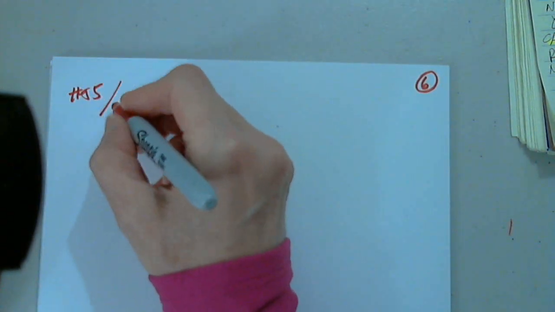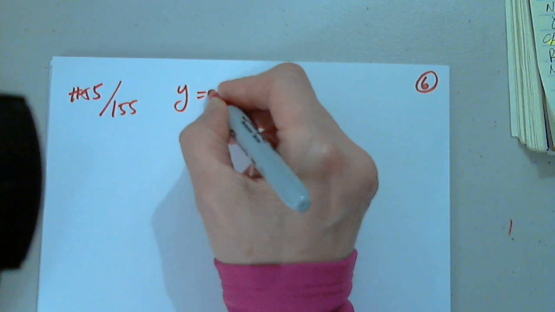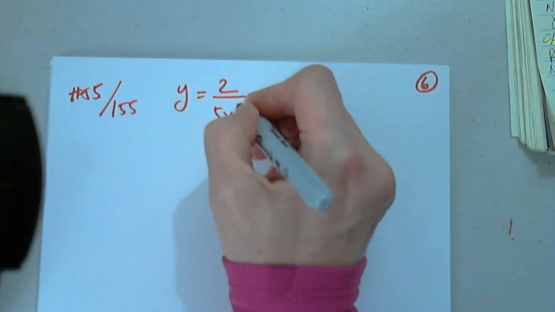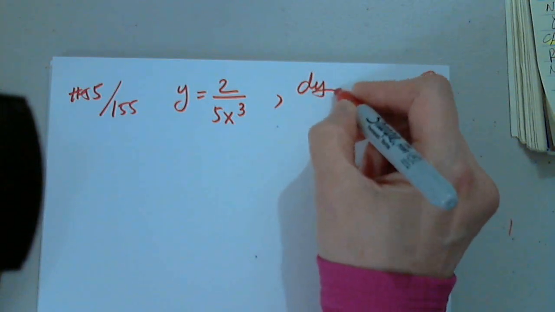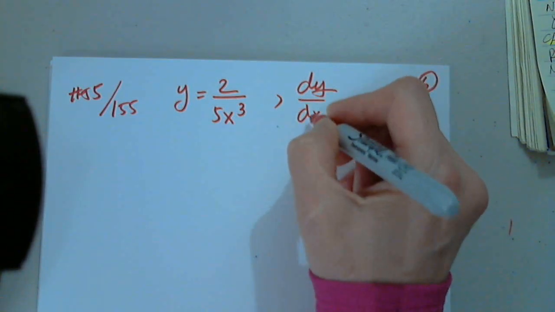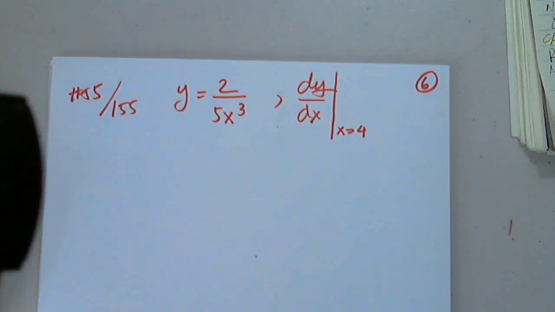In problem 55 on page 155, we have y is 2 over 5x to the third, and they're asking us now to find dy over dx, and this is how we write it when x equals 4. So let me stop sharing so you can see. So this is the question.